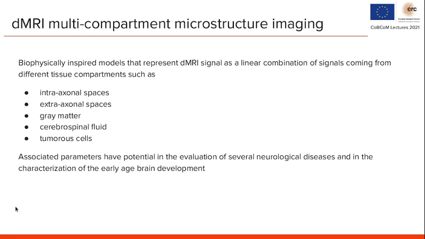Multi-compartment microstructure imaging is another family of approaches for local diffusion MRI modeling. These models are biophysically inspired and represent measured signal as a linear combination of signals coming from different tissue compartments, such as intra- and extra-axonal spaces, gray matter, cerebrospinal fluid, and tumorous cells. Several studies have shown that parameters associated to some of these models have potential in the evaluation of several neurological diseases and in the characterization of the early brain development.